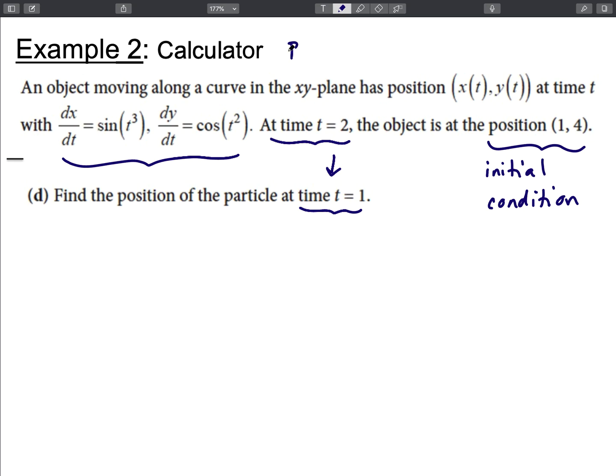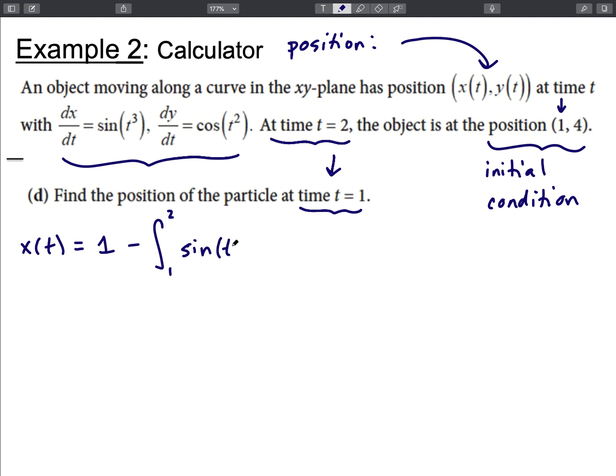How about for position? What if we say that position can be written as x of t and y of t? Maybe we'll start with the x component. We'll say x of t is equal to, and what do we know? We know the initial condition. The x component at t equals 2 has a position of 1. So I can start with 1, and then I'm going to subtract away the integral. Since I know what's happening at t equals 2, and I'm trying to find out what's happening at 1, that tells me the bounds. It's going to go from 1 to 2 for the x component, where dx/dt is sine of t cubed, dt. We can take this into the calculator just as is, so I'll give you a second to do it.